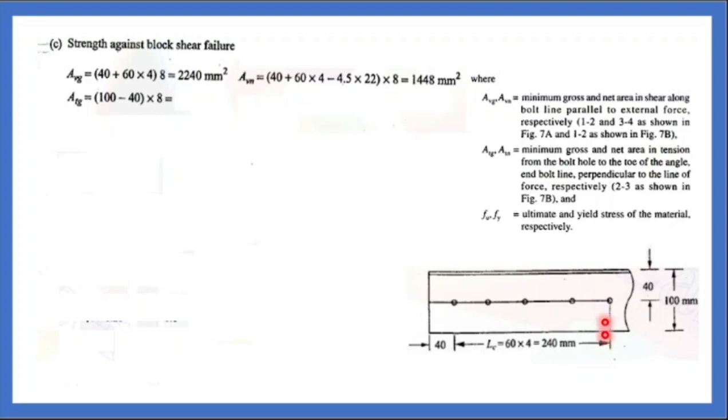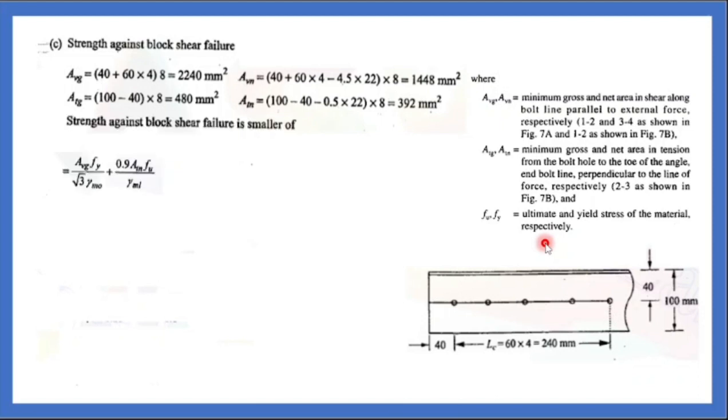This is the length. Total length is 100. Subtracting this edge distance, which is 40, you get the rest of the distance as 60. So 60 into thickness 8 is 480, and subtract the net value. Half of the hole will be subtracted here. What is half of the hole? The hole is 22 mm, so 392 mm square. Now you have all the area values, substitute in the formula.